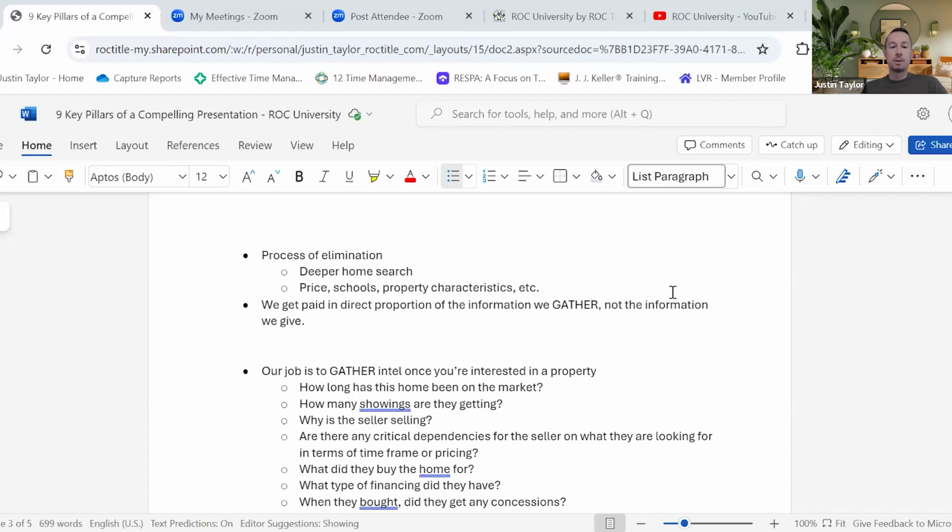Here's one that I love. Hey, when the homeowner bought the home, did they get any concessions? Why do we want to know that? Well, if we're going to ask for concessions, it'd be nice to know if they had experience with concessions. And if the answer is yes, they probably understand why.